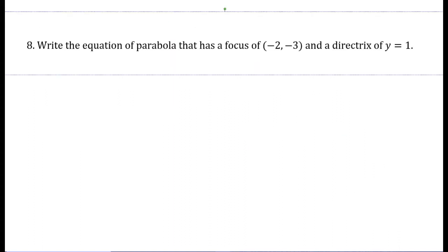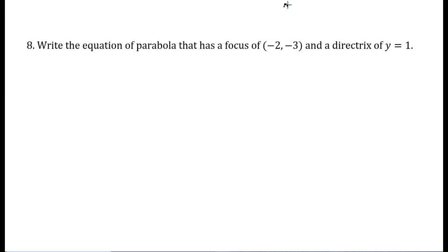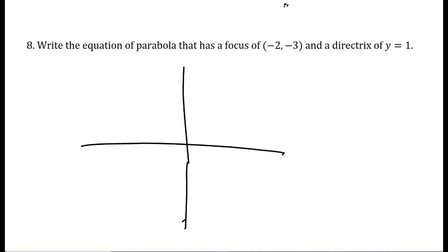Write an equation of a parabola that has a focus of (-2, -3) and a directrix of y equals 1. So, sketch the picture. I have a focus at (-2, -3). That's the focus. A directrix of y equals 1. So the first thing we do is find the vertex, who's in the middle.